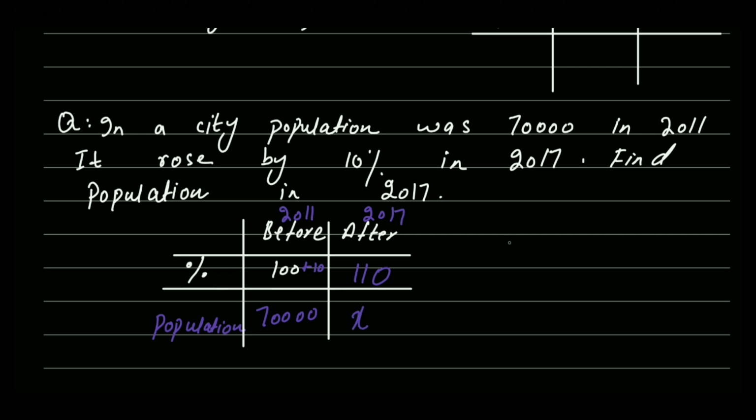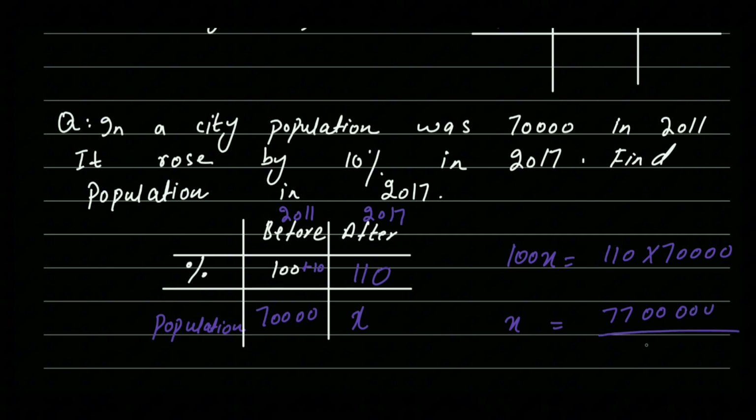After that, you know the method, you just do simple cross multiplication. 100x is equal to 110 multiplied by 70,000, and x is equal to 110 multiplied by 70,000 over 100.